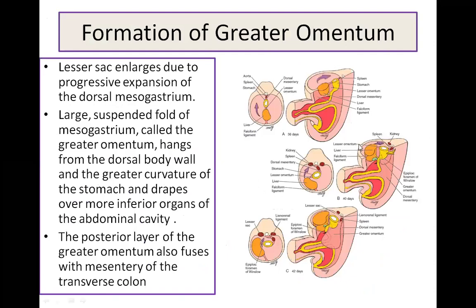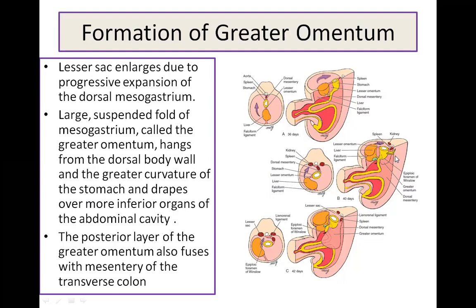So how is the greater omentum formed? Over here you can see the lesser sac. It enlarges due to progressive expansion of the dorsal mesogastrium. This one is the dorsal mesogastrium, and as there is a rotation of the stomach, the dorsal mesogastrium is also elongating. Since there is an expansion of the dorsal mesogastrium, there is also an expansion of the lesser sac, because it is the space, so this space will also increase in size.